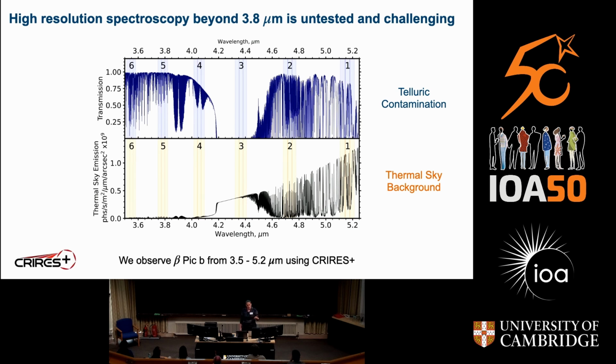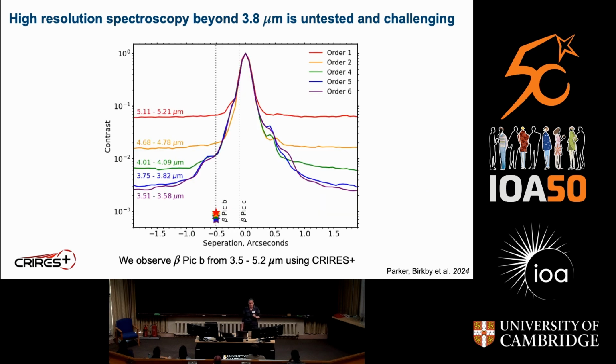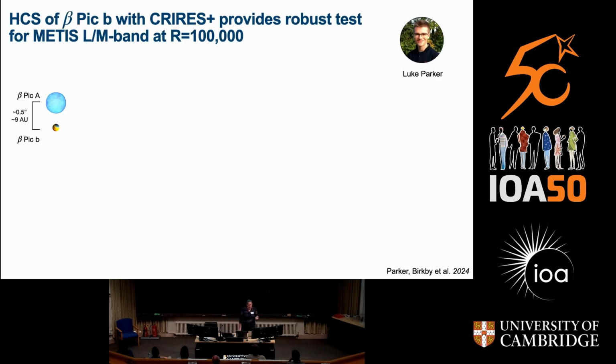So with my student, Luke Parker, we decided to test this with VLT, with CRIRES+, which reaches down to 3 to 5 microns. And I'm just showing you here in the center, this is at the point spread function of the star, and you can see Beta Pic there at its contrast ratio. And so you can see that background level rising as you go into the infrared. And so the contrast that we're trying to dig down to is at least a factor of 100 here. But we persevered.